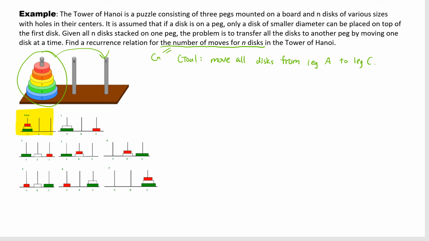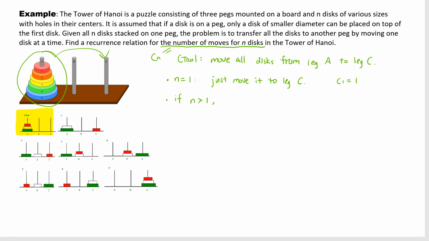Okay, let's start with the easiest case. When n equals 1, well then we only have 1 disc, then just move it to leg C, and then we're done. So that's why C1 equals 1. Only 1 move, right?